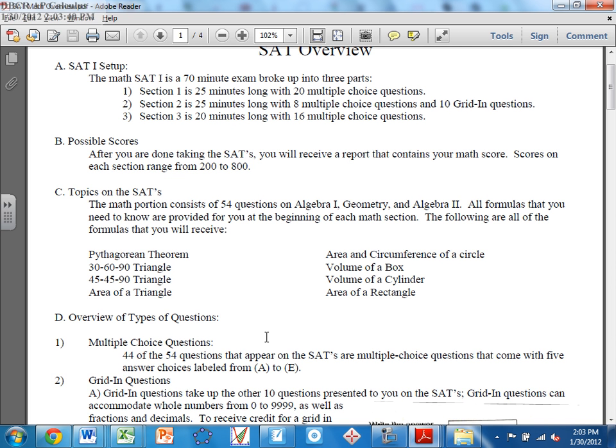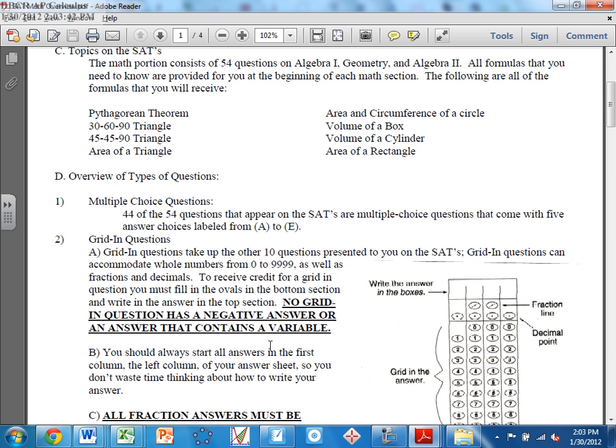There are a total of 54 problems on this, covering Algebra 1, Geometry, and Algebra 2. All of the formulas that you need are provided at the beginning of each section. Part of your homework this week is to look at those formulas and look at when you will use them. There's a document under your homework to do this as well. These are some examples of the formulas that you will receive.